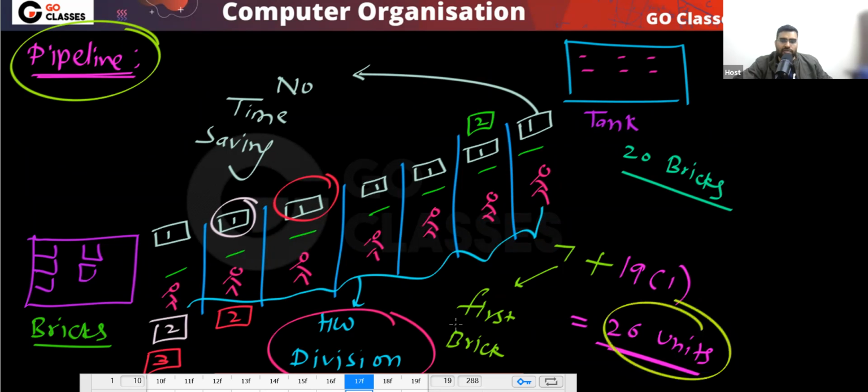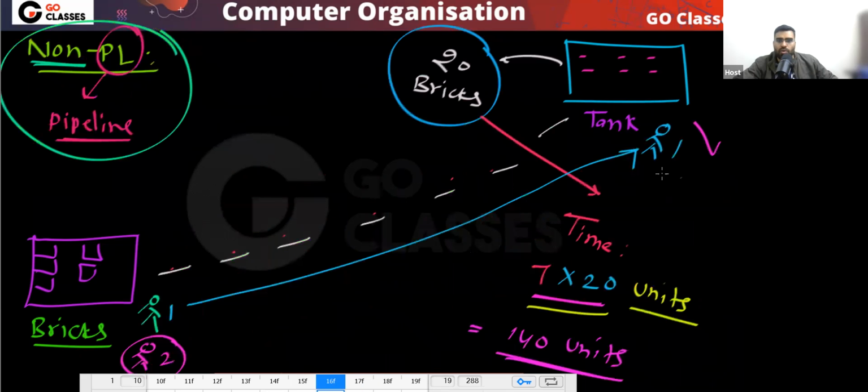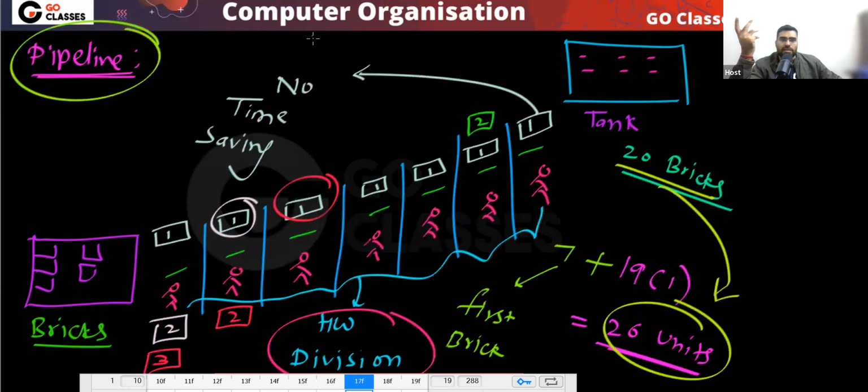This much amount of time it will take for 20 bricks. And in this scenario you can see for 20 bricks this much amount of time you need. So tell me which is beneficial, pipeline or non-pipeline? Tell me which you will prefer. Definitely you will prefer pipeline, yes or no? Did you understand this? Please tell me.